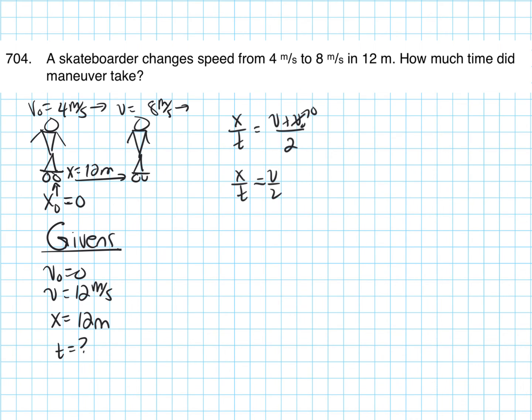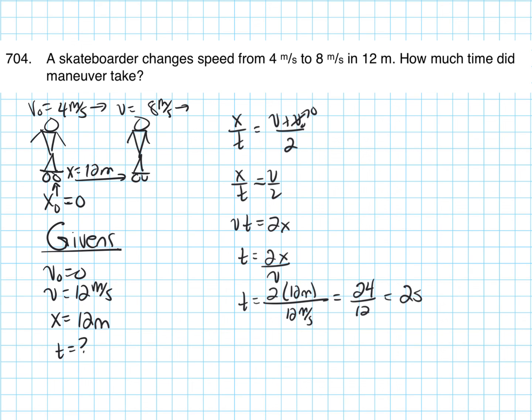Now I can cross multiply. So the final velocity times the time is equal to 2 times x. So the time is going to be 2 times x divided by the velocity. So the time will be 2 times 12 meters divided by my velocity, which is 12 meters per second. So let's see, 2 times 12 is going to be 24 divided by 12. That's going to be 2 seconds. So my time here to make this distance change, the velocity change in 12 meters, is 2 seconds.